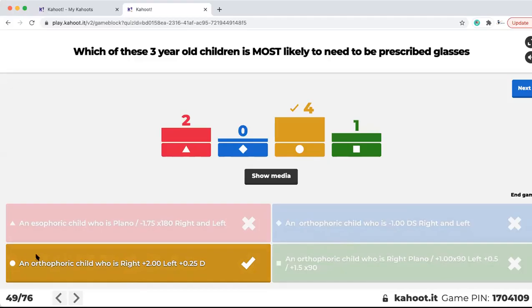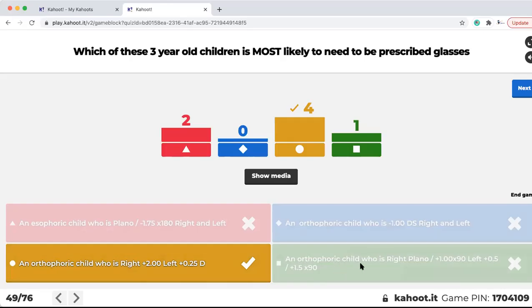An orthophoric child who has right plus 2 and left plus 0.25, at this age, a plus 1.75 anisometropia between both eyes is amblyogenic and can be considered an indication for prescription of glasses as a matter of urgency, because as I told you, the child cannot tolerate hypermetropia as well, but he can tolerate myopia better. So if this were minus 2 and minus 2.25, there would be no problem. But since it is on the plus side, this is a problem.